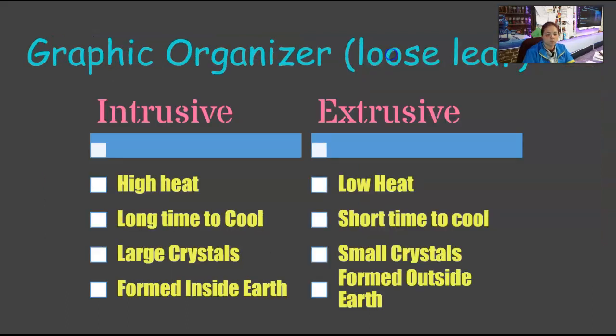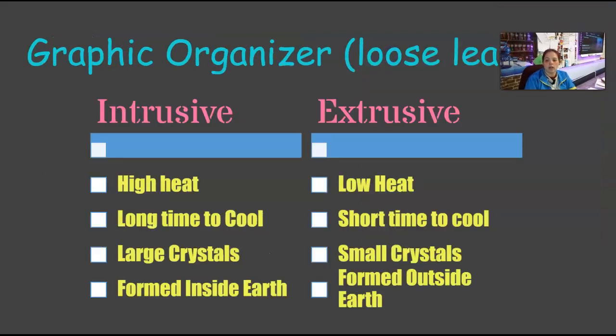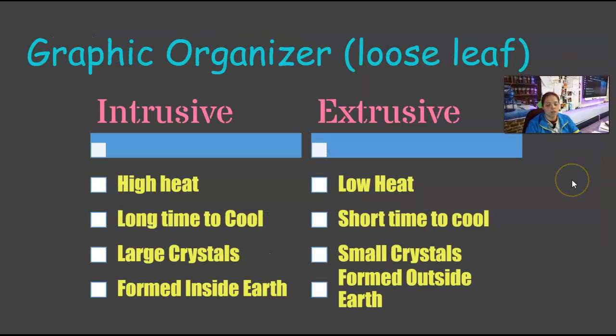All right, so on a loose leaf piece of paper, this is another piece of paper that I would like you to put into your binder. You're going to do a T-chart, like that. Do intrusive, extrusive. So on the intrusive side, inside the earth, large crystals, long time to cool, really, really high temperatures. Whereas extrusive, low temps.